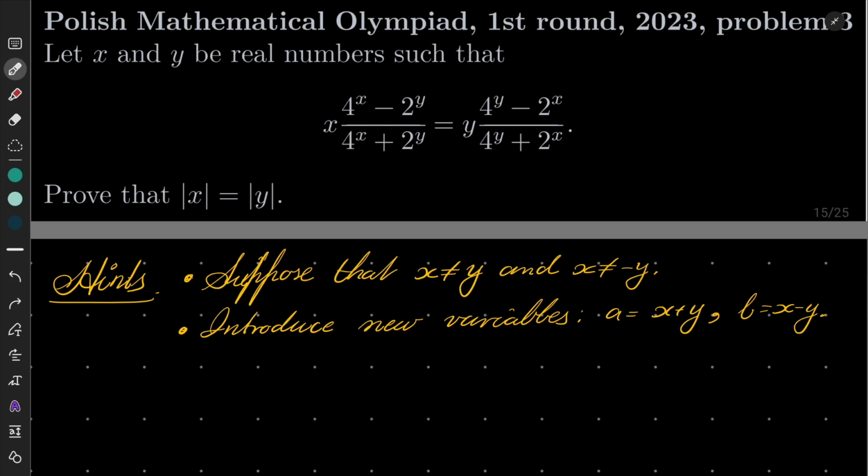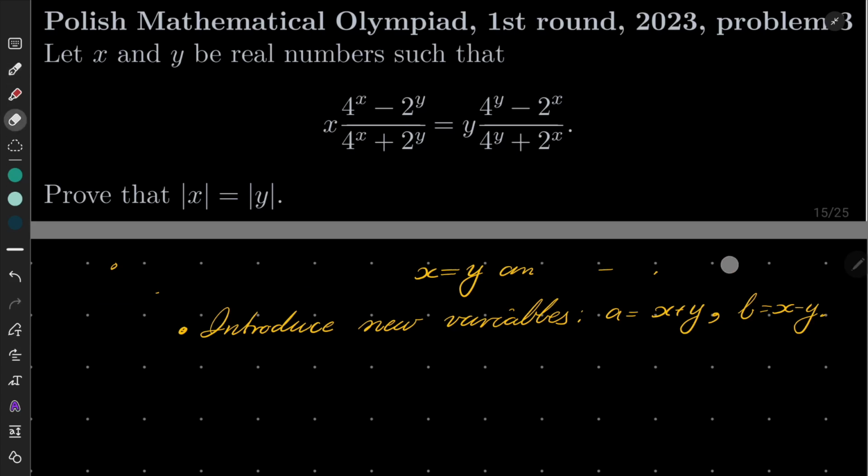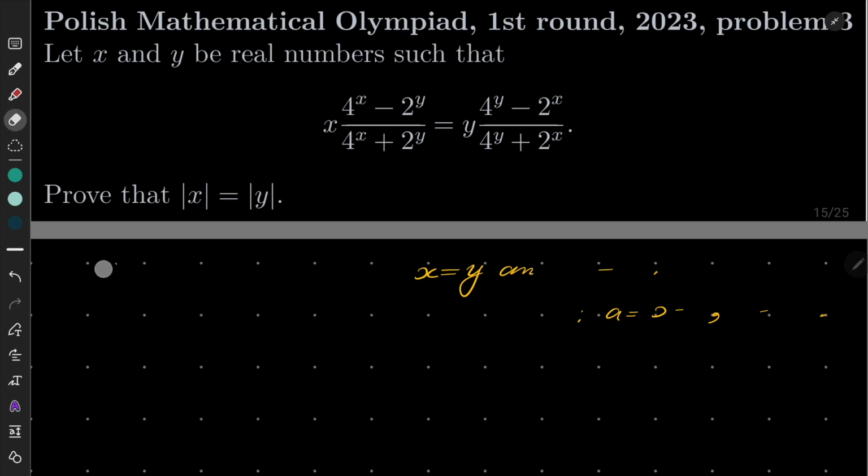So my hints for this problem: it may be beneficial to suppose that our conclusion is false, that x is neither y, nor minus y. And along the way, it may be helpful to introduce new variables, a equals x plus y, b equals x minus y. So give this problem a try and see you in a minute.